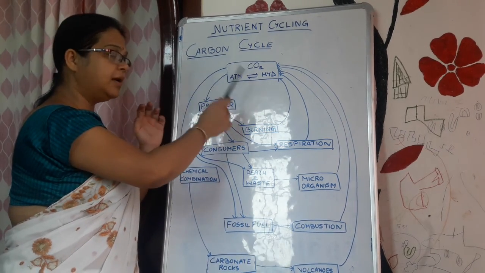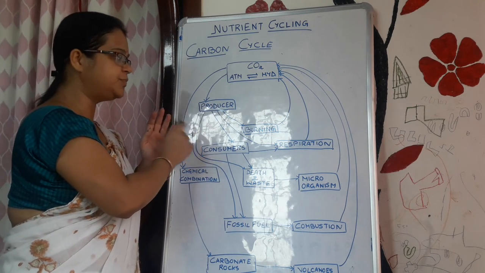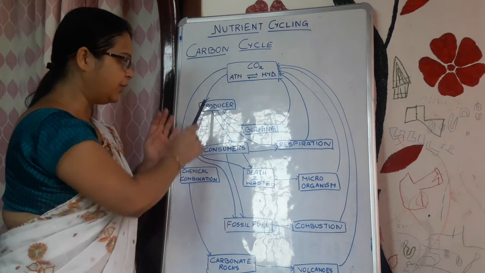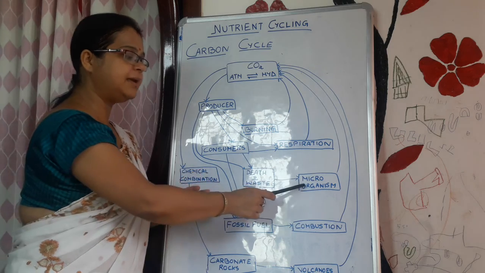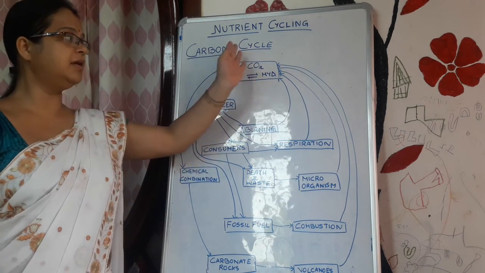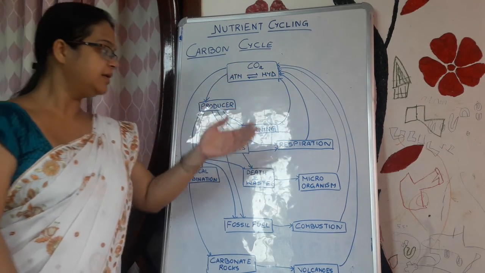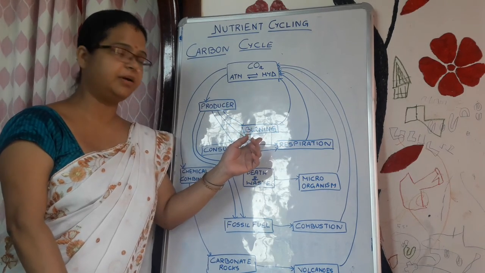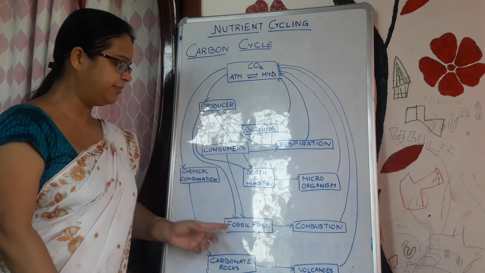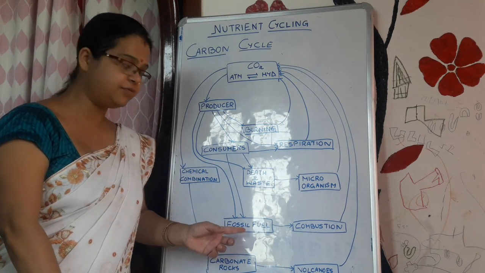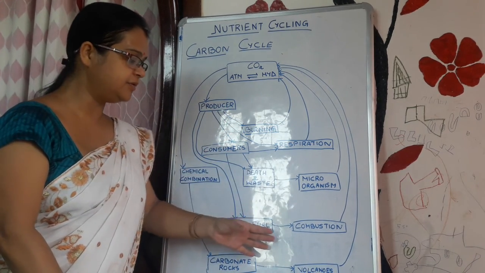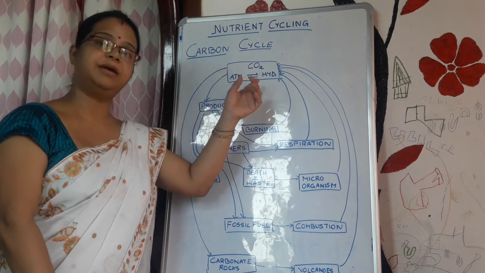Then again, if it is taken by the producers, these producers will be eaten by consumers. When the consumers die, or when the producers directly die, they are acted upon by microorganisms. These microorganisms in return give the carbon dioxide back to the atmosphere. Producers are also returned to the atmosphere by burning or by respiration. Sometimes they are deposited in the earth's surface and form fossil fuels, and through combustion of these fossil fuels, the carbon is again returned to the atmosphere.